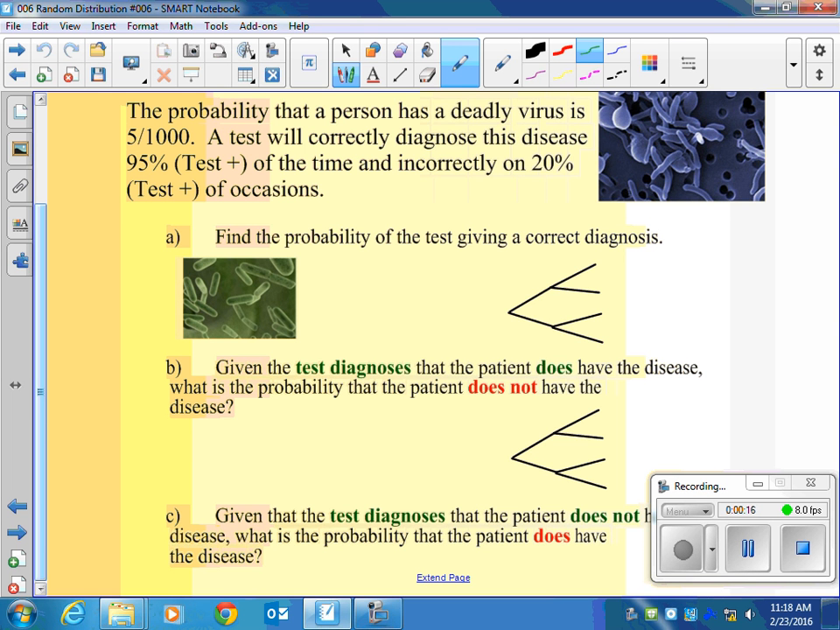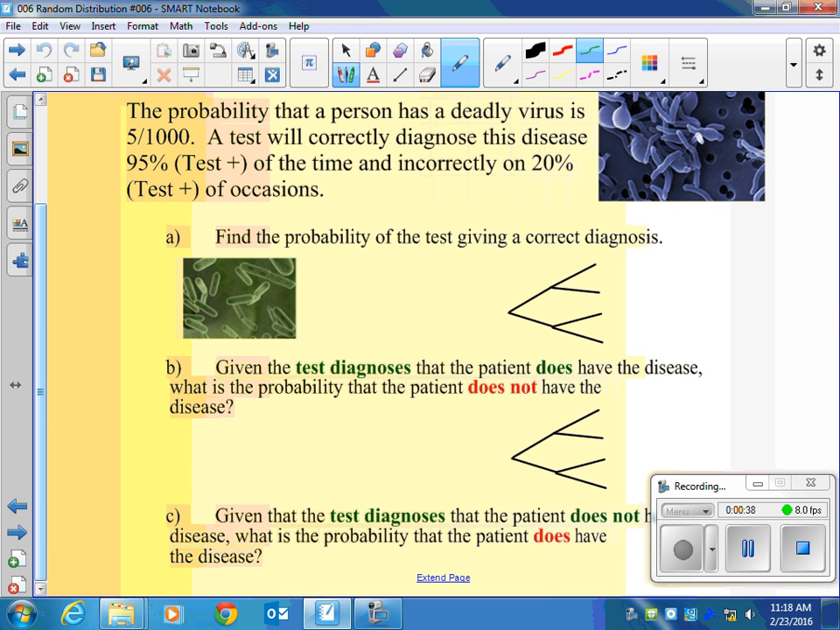A test will correctly diagnose that you have it. So if it's positive and you have it, 95% of the time it will correctly diagnose you. If you don't have it, it'll say you do have it 20% of the time. Those are pretty good tests for a rare disease, 5 out of 1,000.